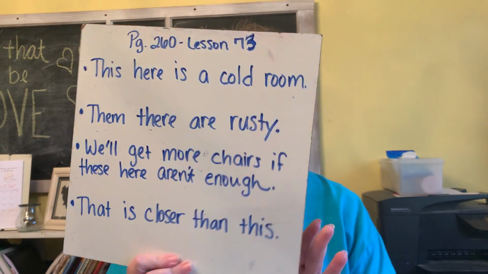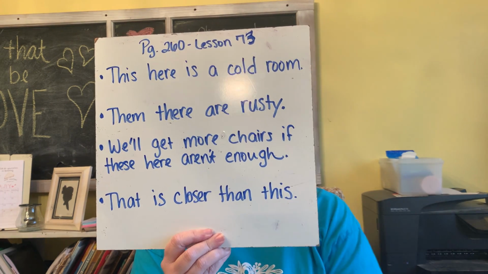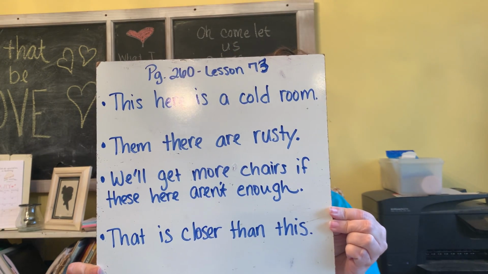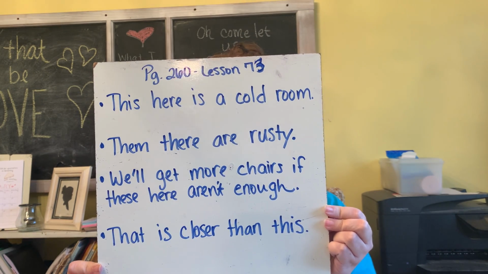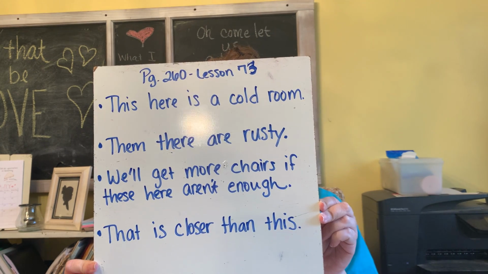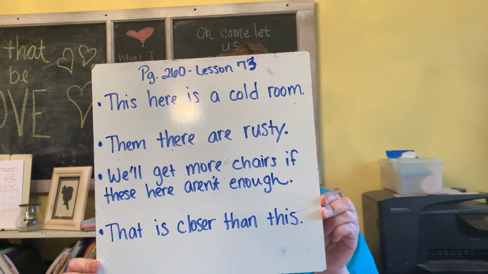I'm sorry. Okay. Page 261, oral drill. The first sentence says, this here is a cold room. Now I wrote some of these on a board. I don't know that you can see all of them. I kind of just chose ones that I knew would represent each of the different rules that we looked at. So number 1 says, this here is a cold room. Remember I told you we're not going to use the word here with one of our pronouns. So to correct that sentence, I would take out the word here and say, this is a cold room.